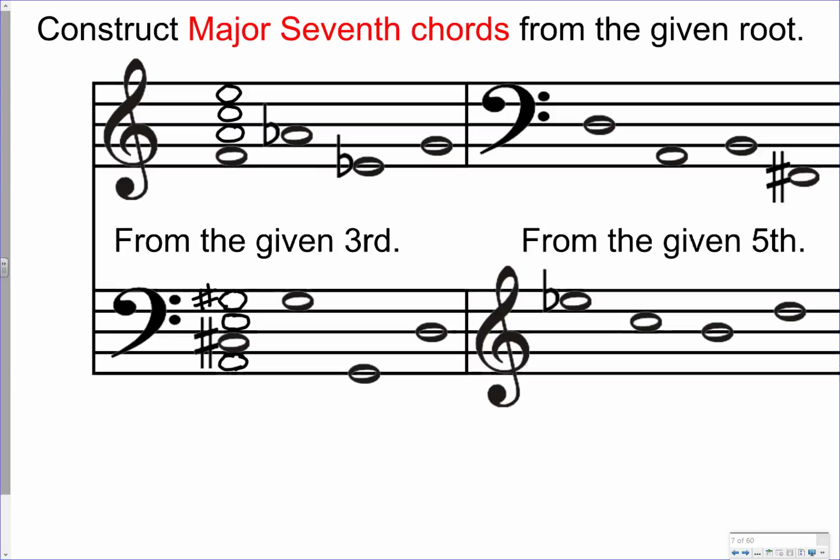Let's do one example together from the given fifth. So let's do the first one. So I have an E flat, that's the fifth, which means I need the third and the root below it and the seventh above it. So first I put my notes in. I cannot alter that E flat, but what I do know is that the triad for a major seventh chord is major. So if the fifth is E flat, we need to build a major triad.